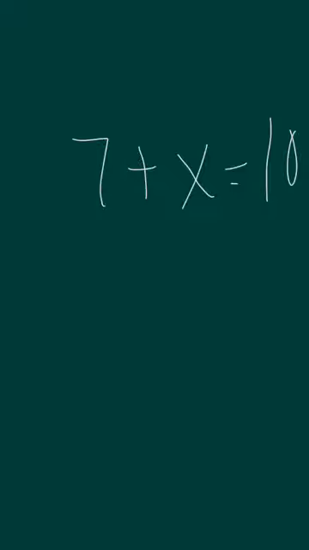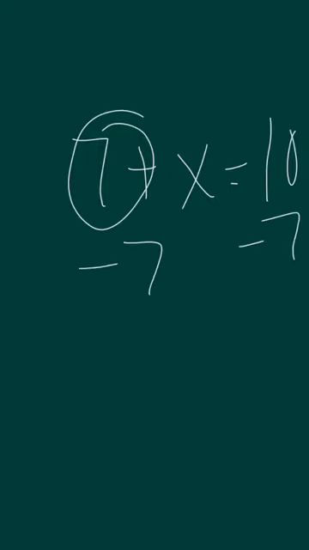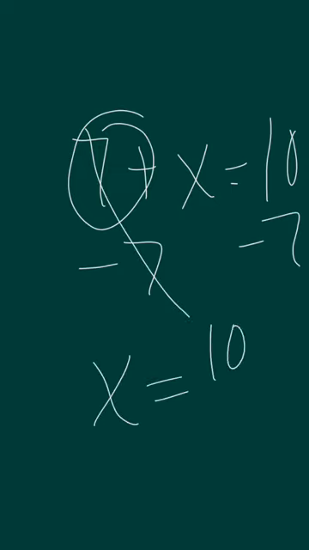7 plus x equals 10. You have to get rid of the 7 because you're wanting x by itself. So to get rid of that 7, it's being added here. Opposite of add is subtract. So you subtract 7 from both sides. That cancels out 7 from the side. That leaves x is equal to 10 minus 7. So our x has to be 3.